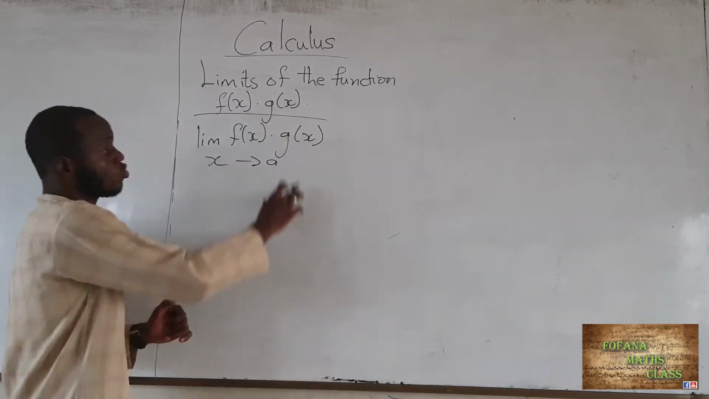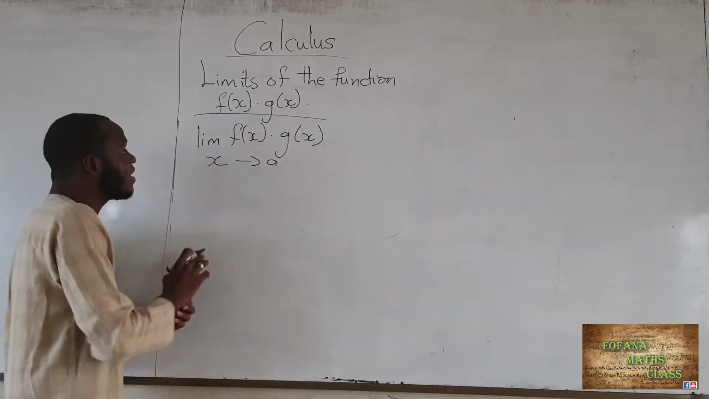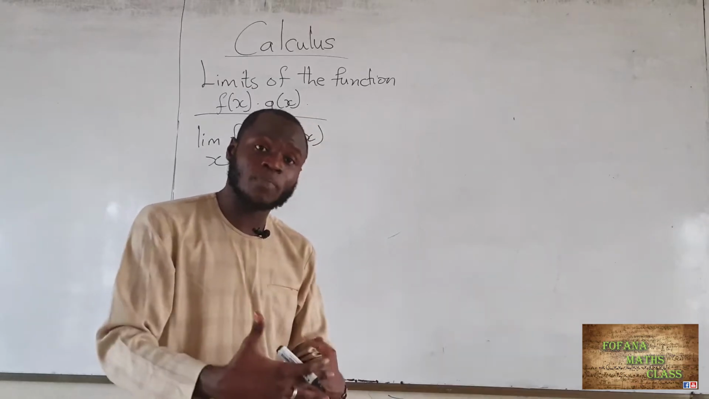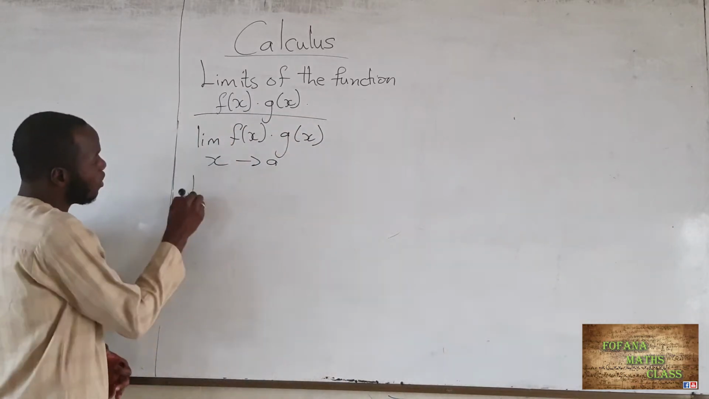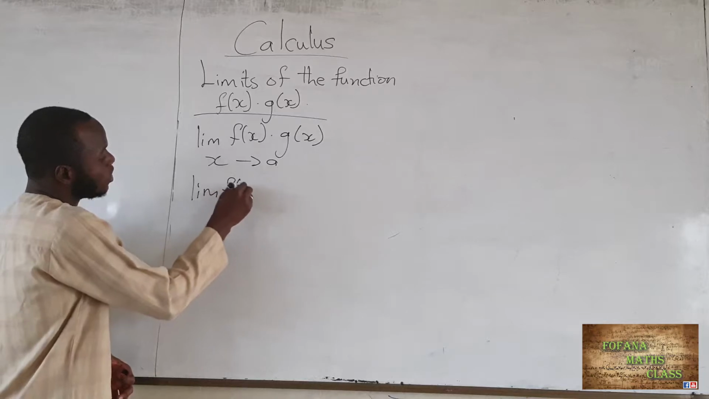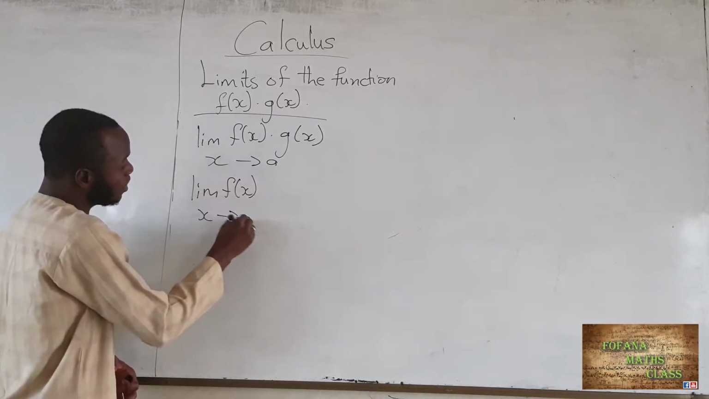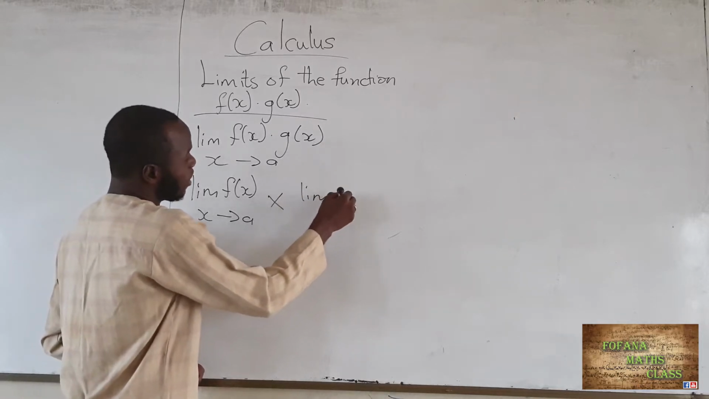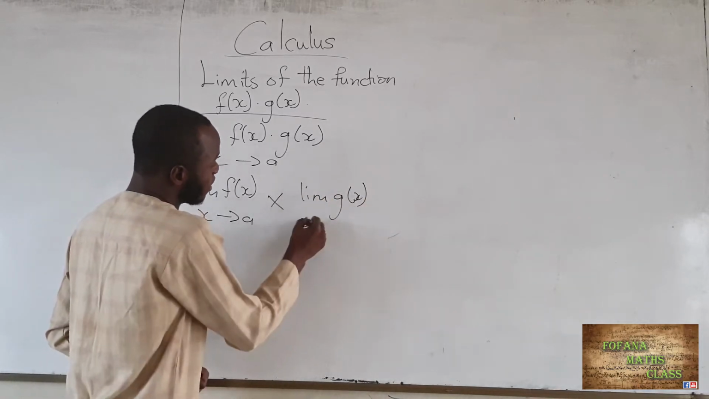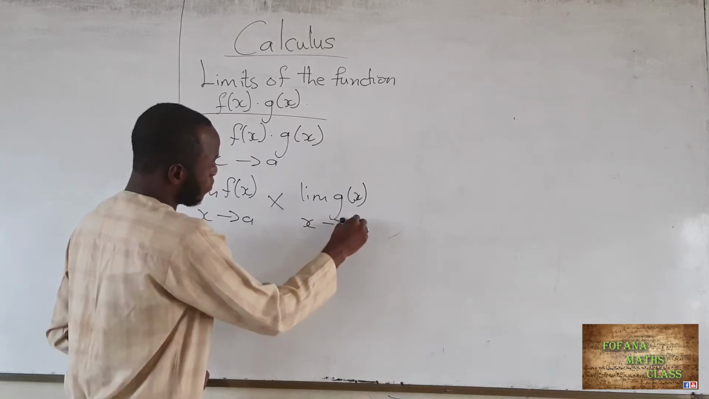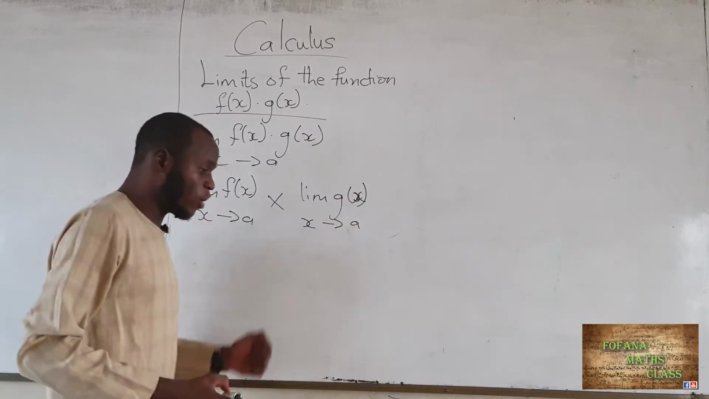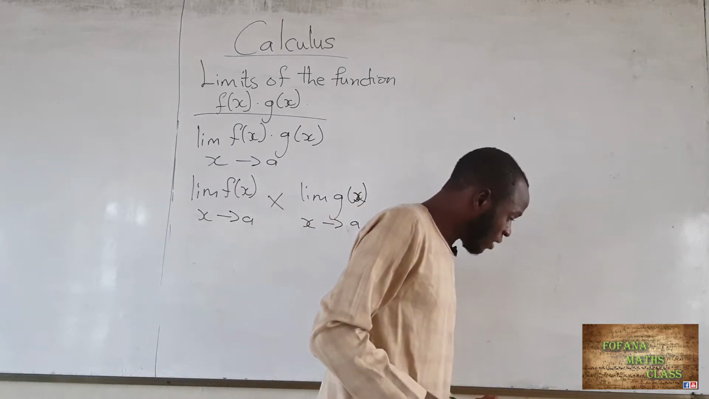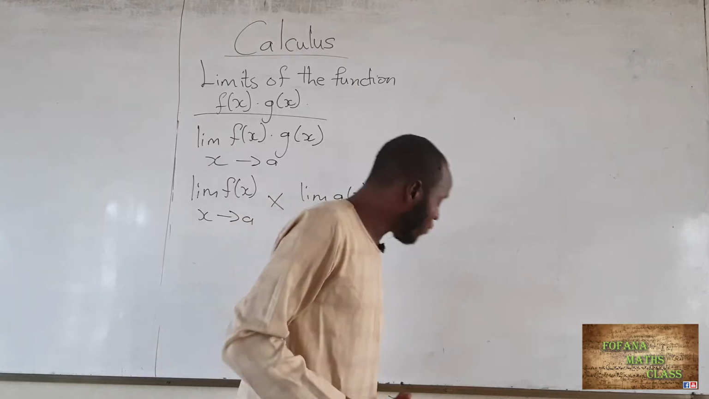All you need to do is split them into two and find the limit of both of them separately. When you are done, then you multiply them. So if you take the limit of f of x as x approaches a, times the limit of g of x as x approaches a, then you find your solution. This is the simple way of finding the limit of two different functions.